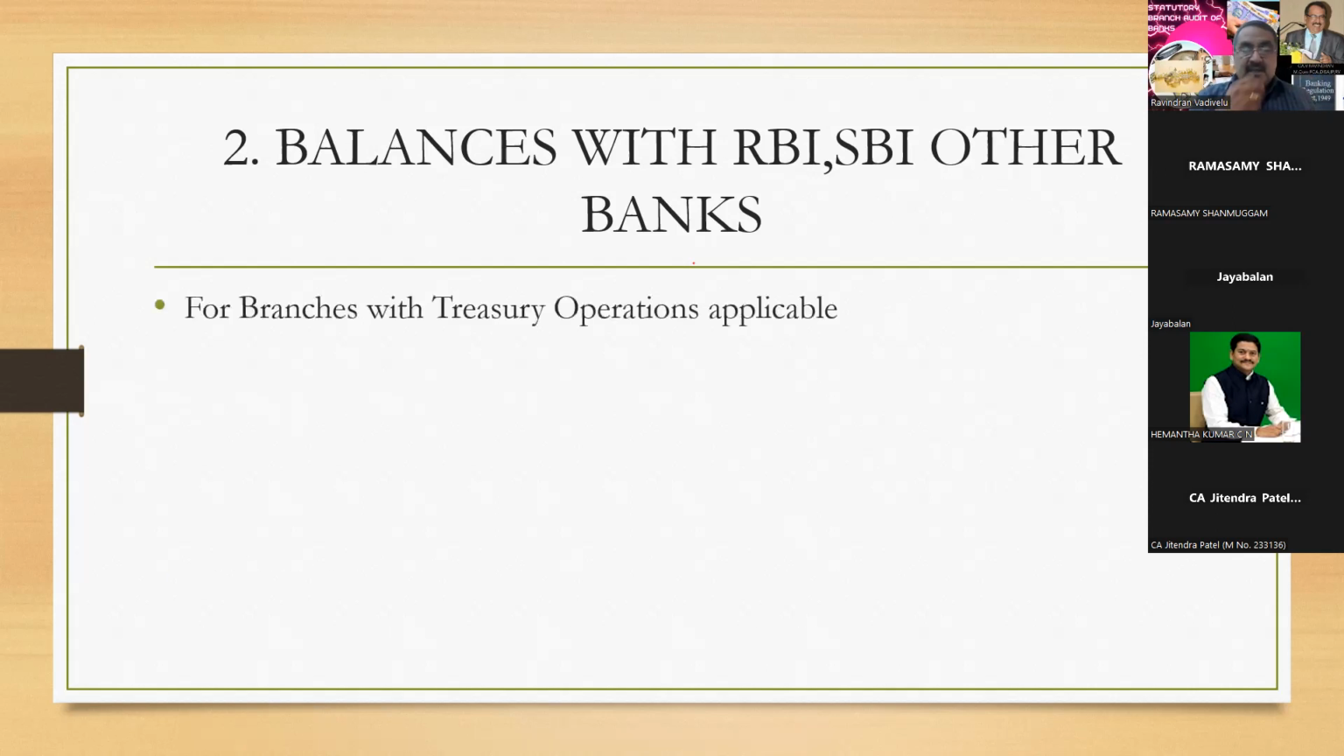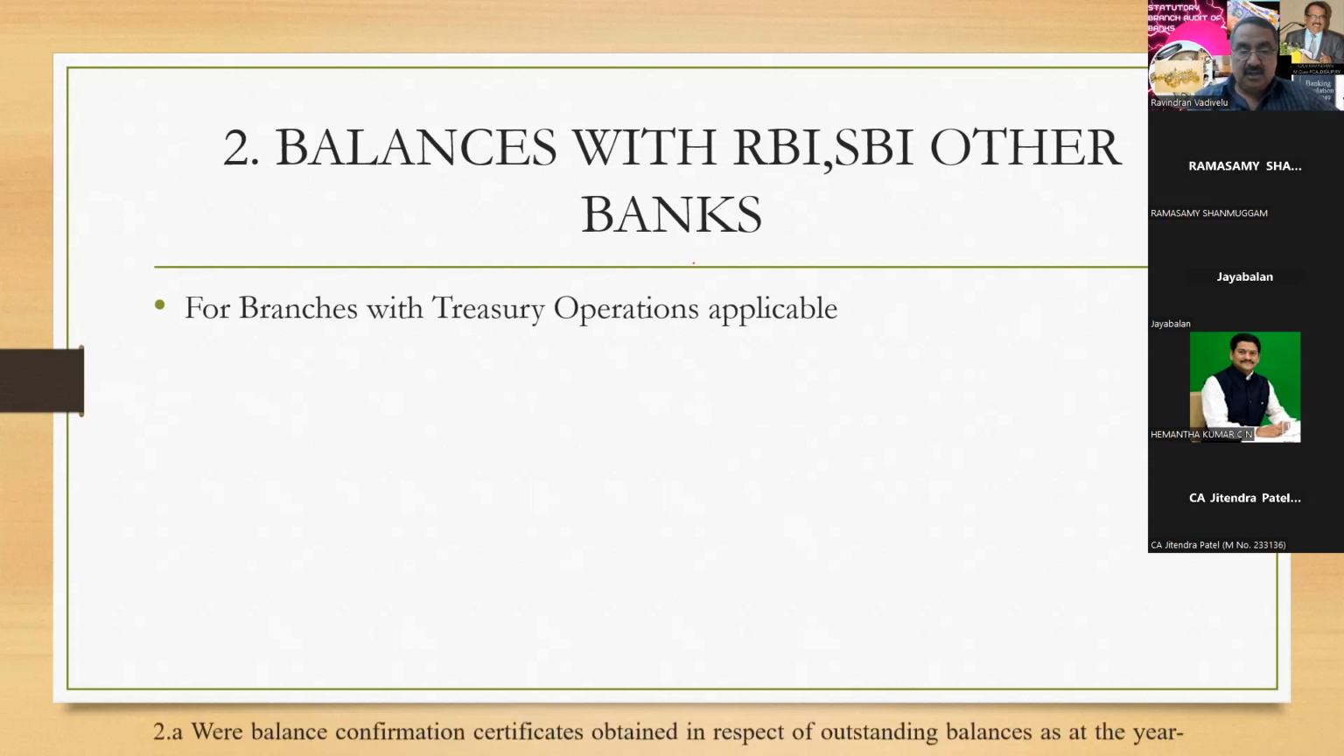And the important thing is, for branches with treasury operations, these entries are available. So if it is with treasury operation, that is, if any clearing members are there, everything will be coming in under this category. So the branches with treasury operation only, this entry will be there in the bank balance sheet.